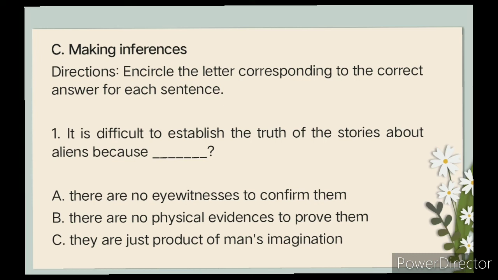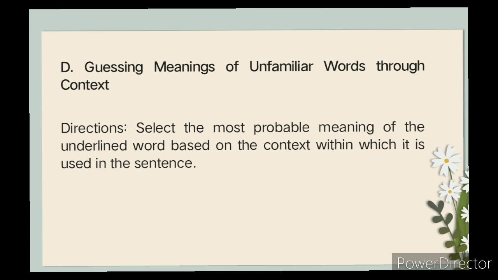So, number 1 is, it is difficult to establish the truth of the stories about the aliens because blank. So, here are the choices. A. There are no witnesses to confirm them. B. There is no physical evidence to prove them. And C. They are just products of man's imagination. So the purpose of this activity is to make a conclusion or inference, a conclusion reached on the basis of evidence and reasoning. So the next activity is guessing the meaning of unfamiliar words through context.